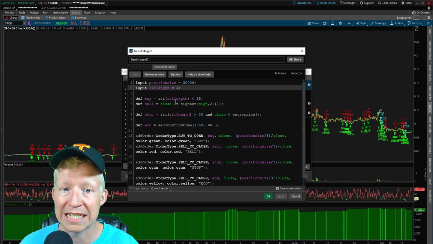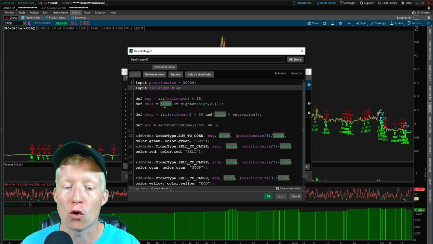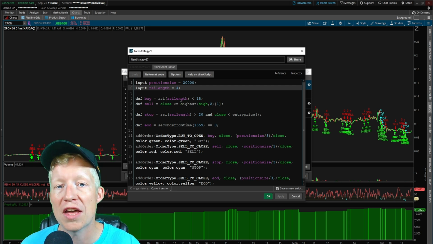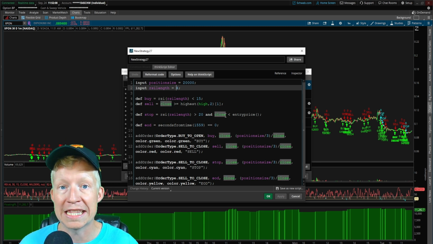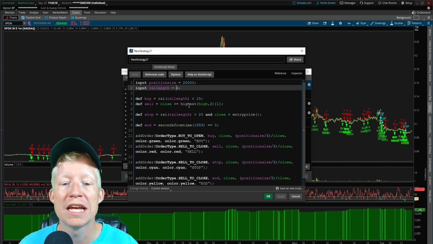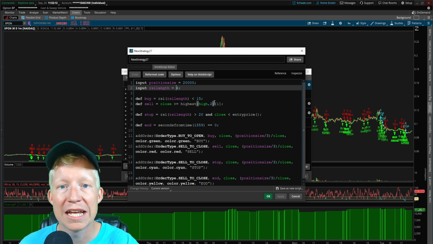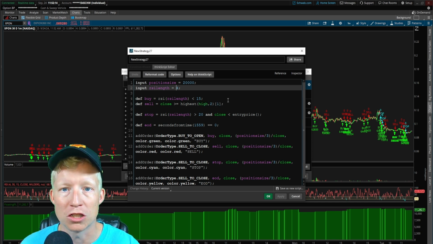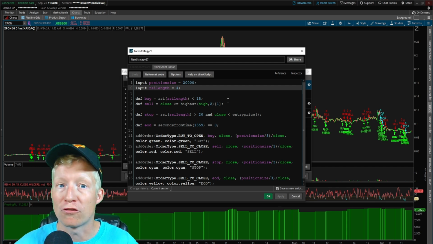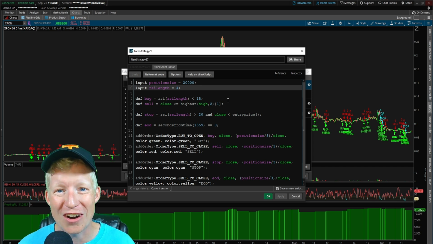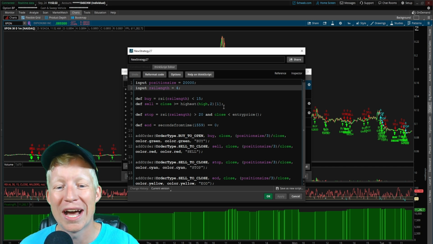We are looking to exit for profit if the current bar closes greater than or equal to the highest high out of the last 2 bars. So taking the highs of the last 2 bars, if we close above that, that is our profit target. Not looking for a lot. This is a scalping strategy. We're looking for that first sign of strength after we buy the dip to go ahead and get out, right?